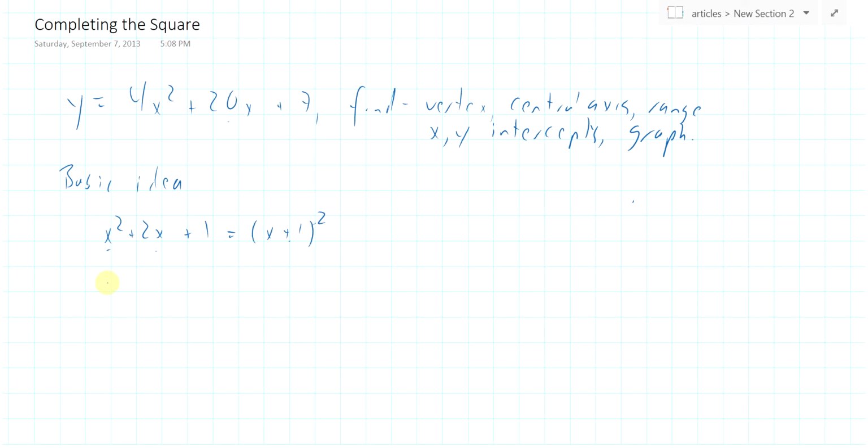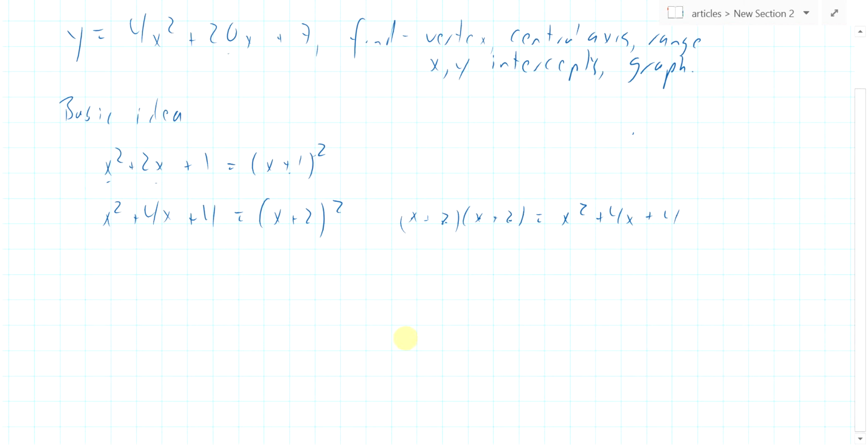What about x squared plus 4x? What's the number that you have to add here to get a perfect square, to be able to say this is x plus something squared? Well, in this case it would be 4. And that's x plus 2 quantity squared. Because if you multiplied out x plus 2 by itself, what do you get? You get x squared plus 2x plus another 2x, that's a 4x, and then the last two terms would give you a 4.